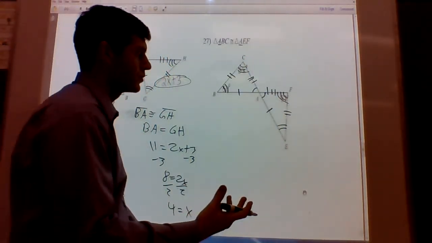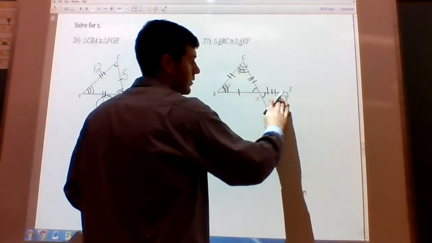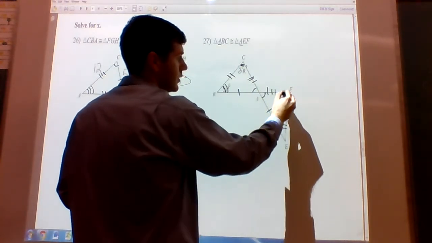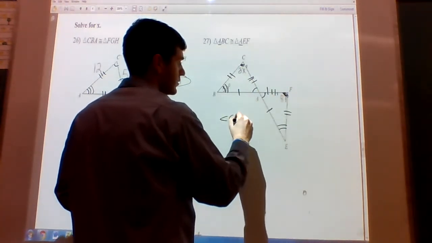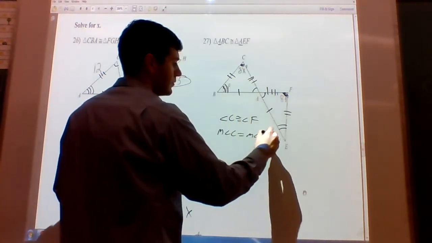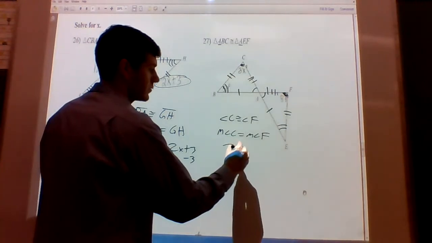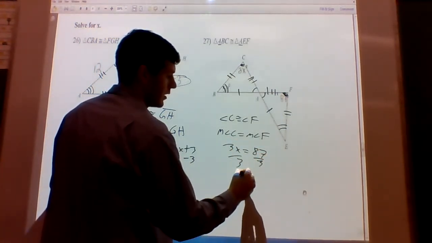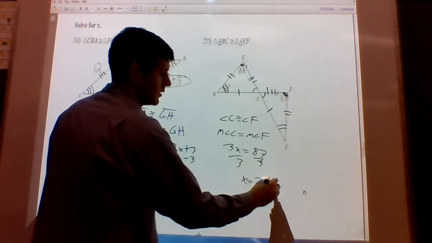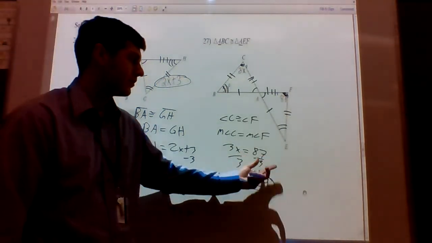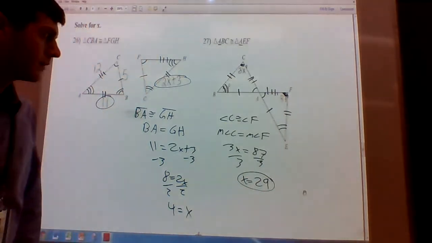Okay, and we look for which ones we have in common. We see that angle F and angle C, we knew those were congruent, so angle C is congruent to angle F. The measure of angle C is equal to the measure of angle F. The measure of angle C is 3x. The measure of angle F is 87. Divided by 3, x is going to be 29. 90 divided by 3 is 30, so 87 divided by 3 is going to be 29.